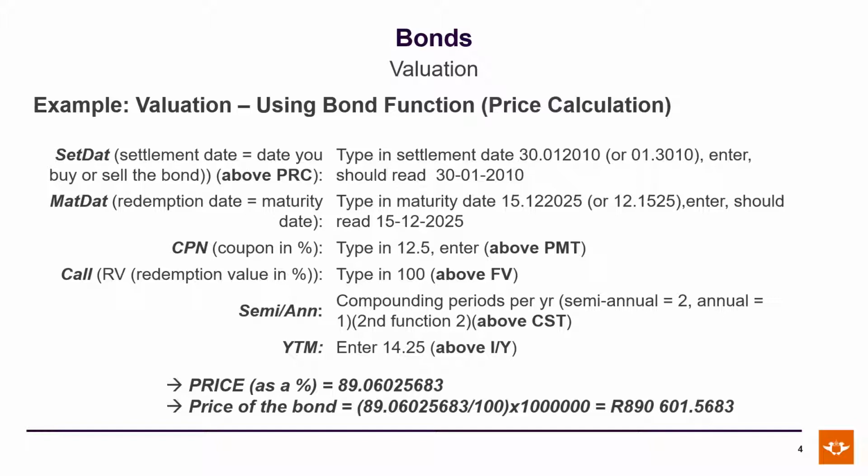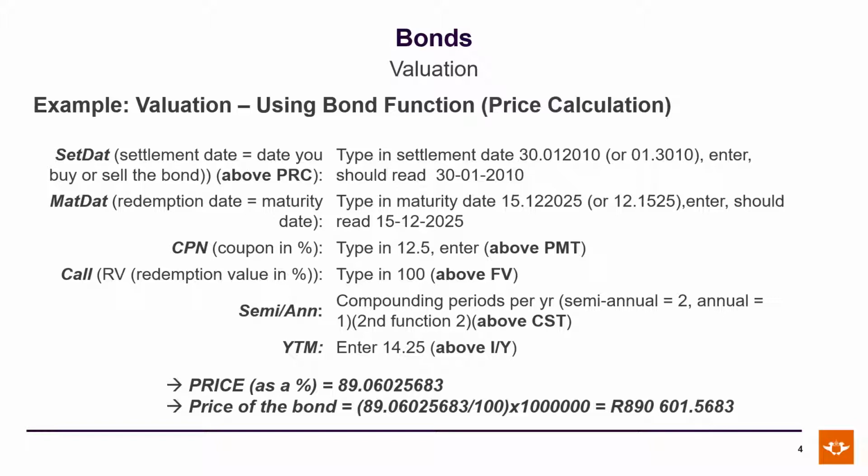Now, we're going to start by inputting the settlement date. If you look above the PRC button, you see set date in blue. So in your calculator, you would type 30.01/2010, enter, and you'd select the blue arrow and the set date. And that should show up as 30.01/2010. That's your settlement date or your purchase date.